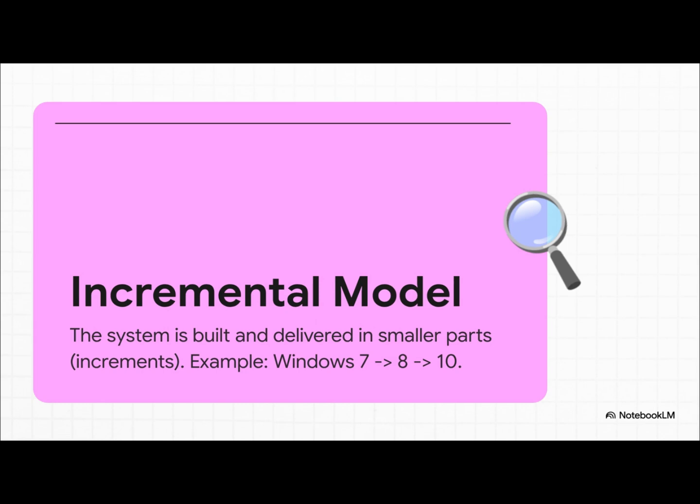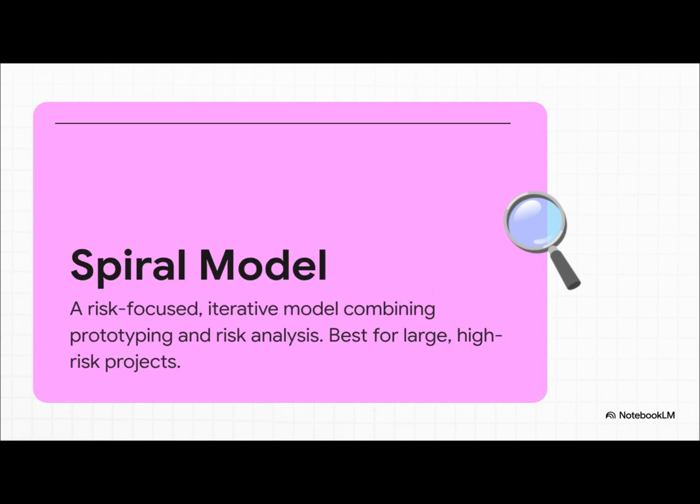Next up is the incremental model, which handles complexity by building and delivering the software in smaller, fully functional pieces. A great way to think about this is the Windows operating system. We didn't get Windows 11 all at once. We got Windows 7, then 8, then 10, with each version adding new features on top of a foundation that already worked.